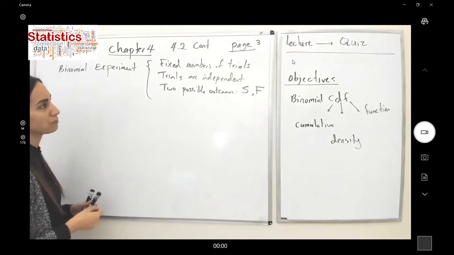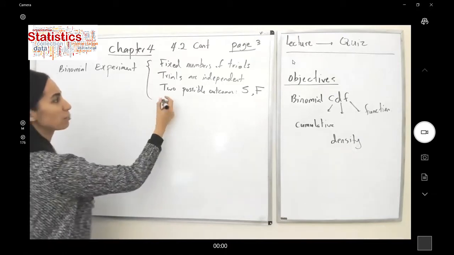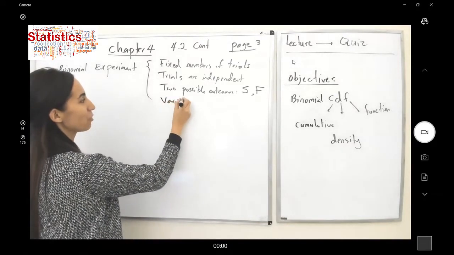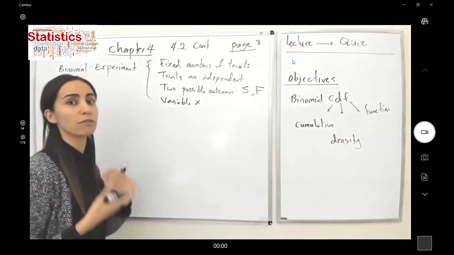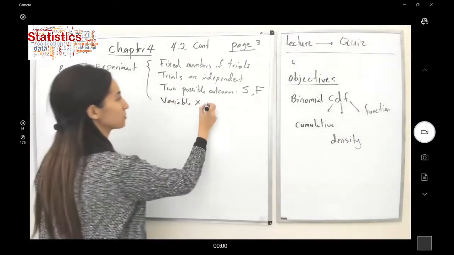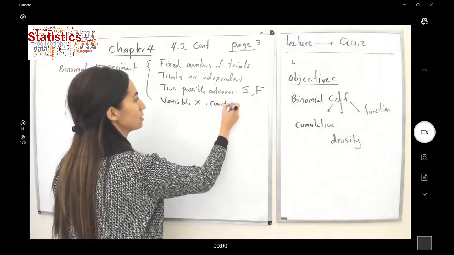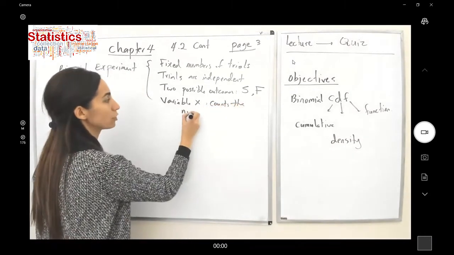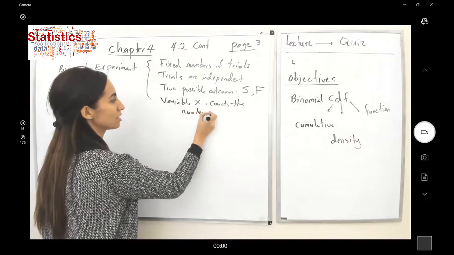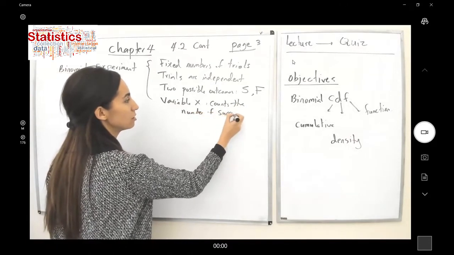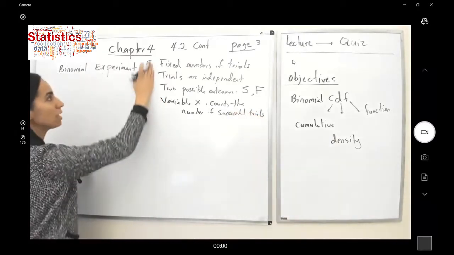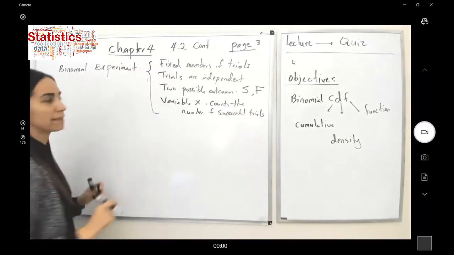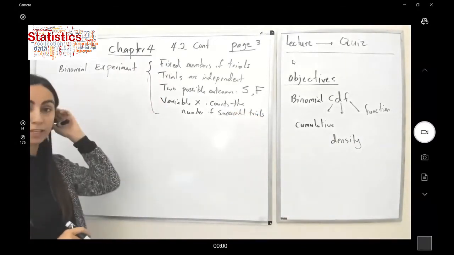And finally, the random variable X actually counts the number of successful tries, not the probability, the number of successful tries. Now, we had an example on page 3.